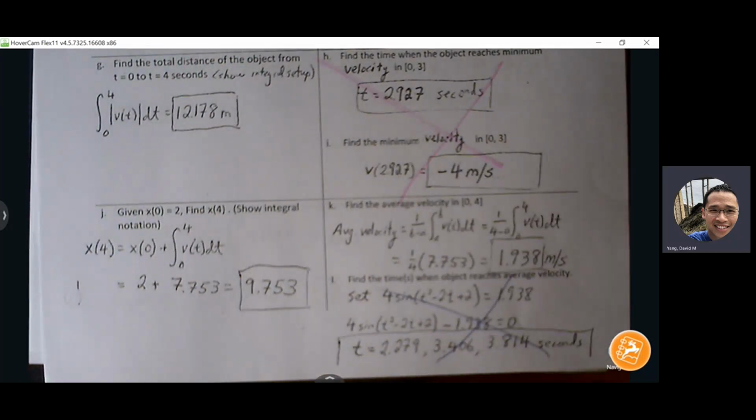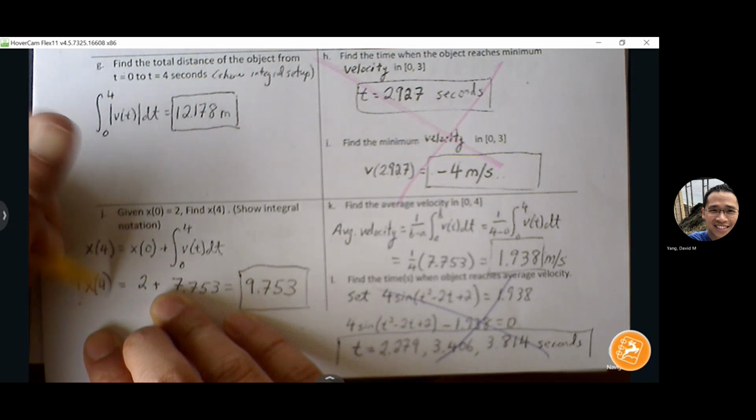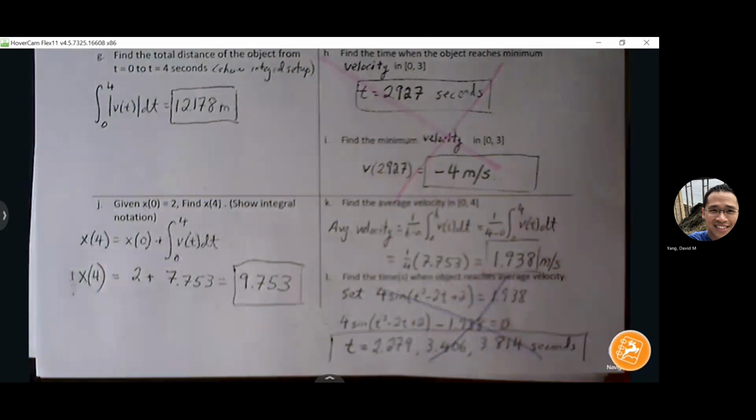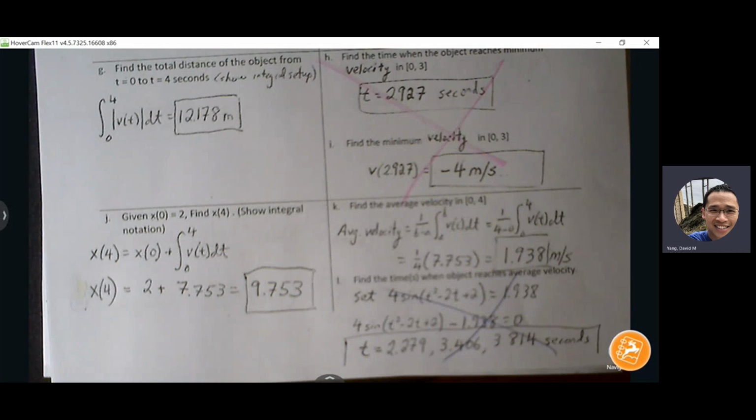So I started at 2. I made a forward progress of 7 units. So in the end, I'm going to end up around 9 on the x-axis, because I started at 2 and moved 7 units to the right. This one does not have a unit because it's just asking for a location on the x-axis. But if you put a unit there, I won't complain.